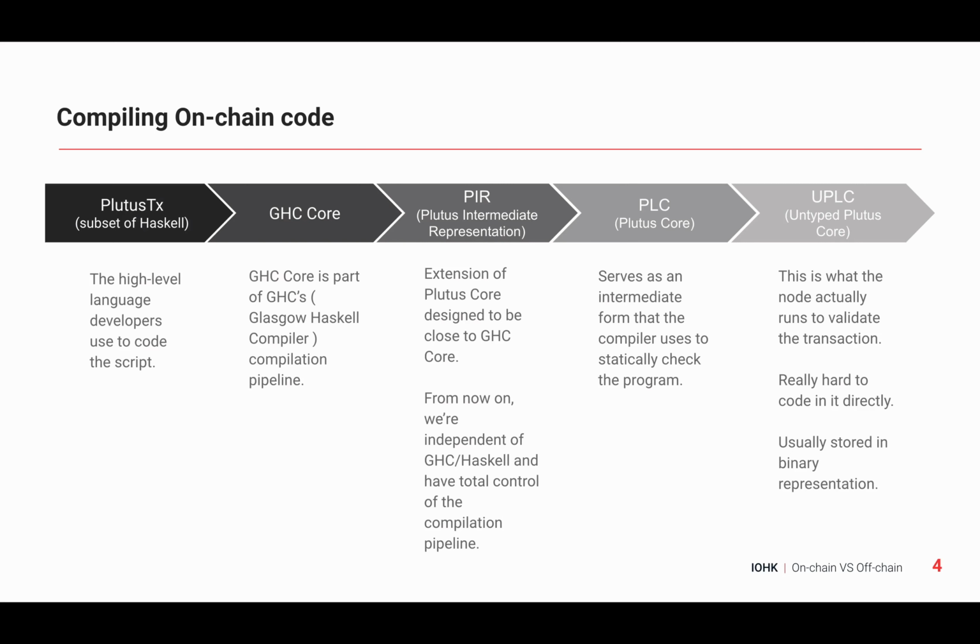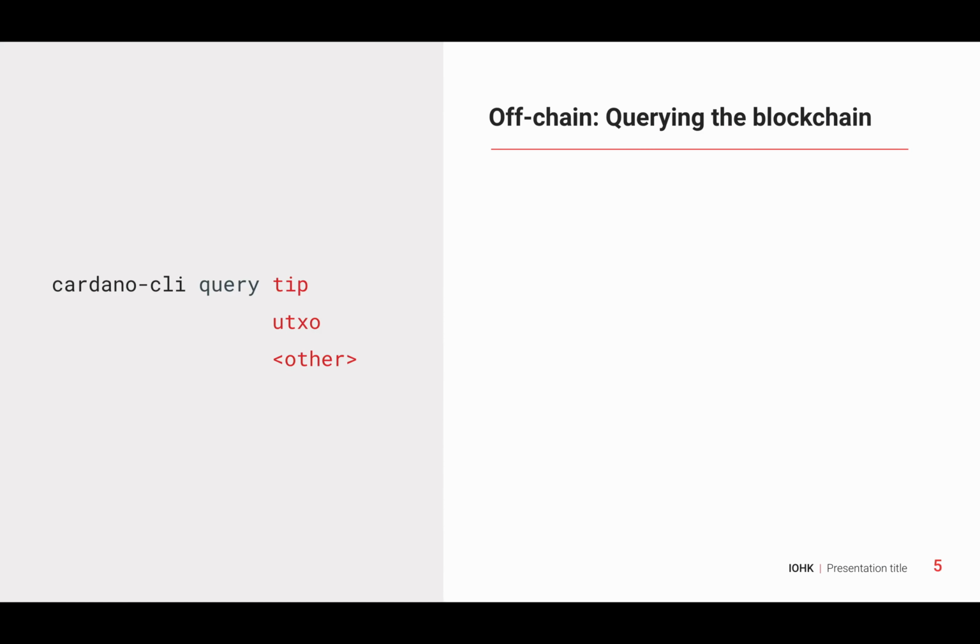Okay, cool. So we have this untyped Plutus core. How do I give it to the node? That's when the off-chain code comes in. And I will provide Cardano CLI's commands on the left to put you in context based on what you already learned in previous lessons. But this applies to all off-chain tooling.